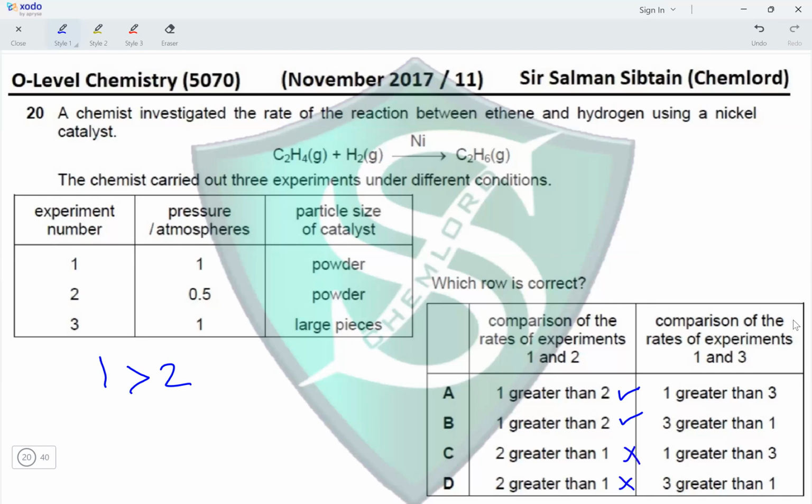And the next column says comparison of the rate of experiments 1 and 3. In 1, we've got powdered particles of catalyst, and in 3, we've got large pieces. So the powdered particles would increase the exposed surface area, thereby increasing the rate of reaction. So we have the powdered variant of the experiment, which is experiment 1, giving a greater rate than experiment 3. So in option A, we've got 1 greater than 3, which is correct. In B, we've got 3 greater than 1, which is incorrect, eliminating option B, making option A the correct option for this question.